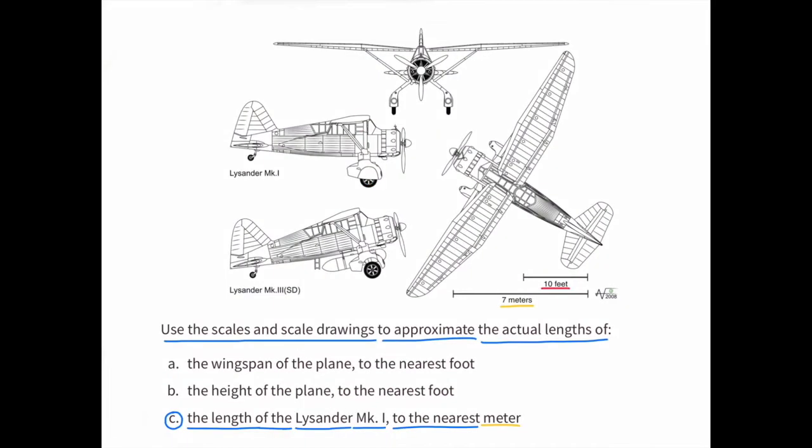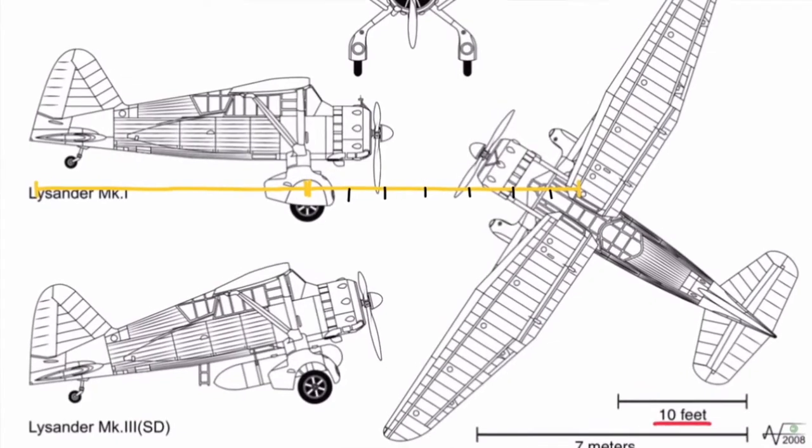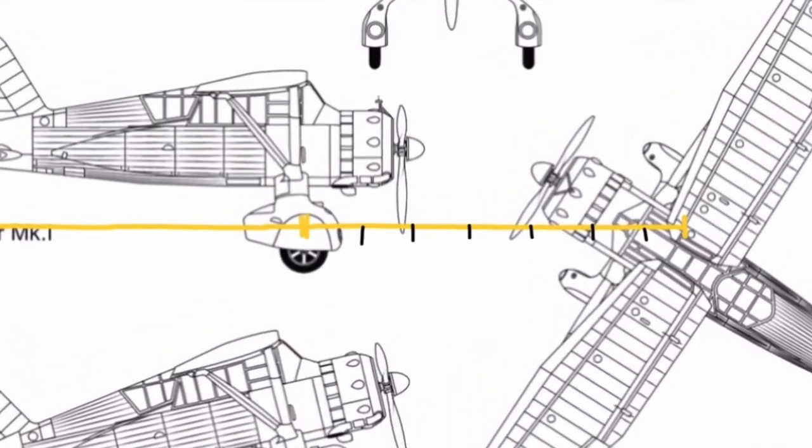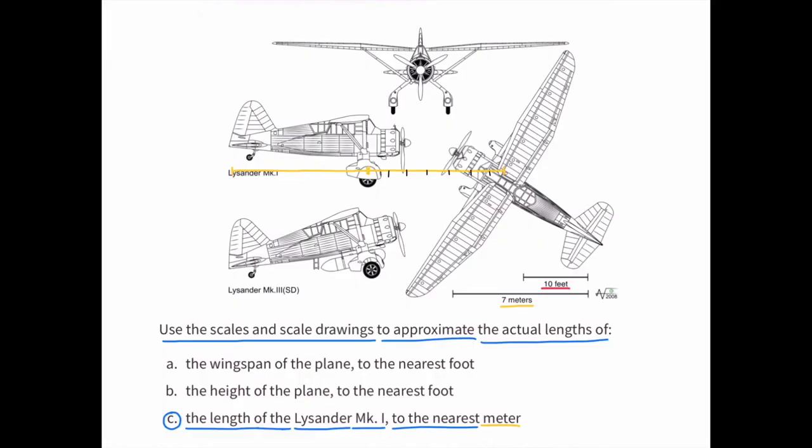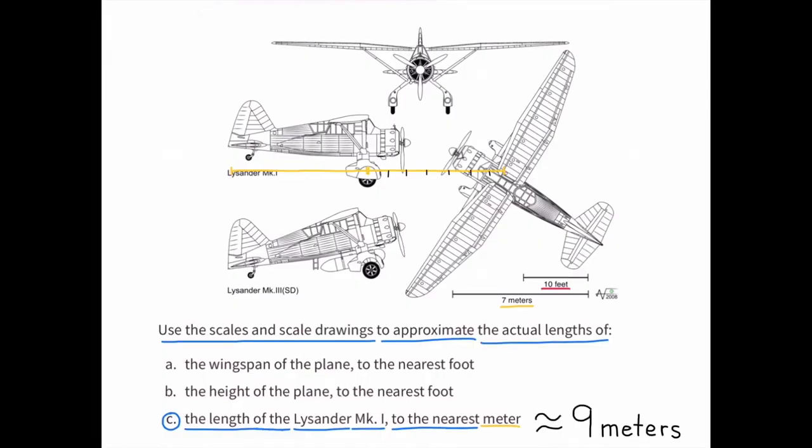C. Use the scales and the scale drawings to approximate the actual length of the Lysander to the nearest meter. When I line the scales up against the scale drawing of the Lysander, I could fit more than one 7-meter scale. I broke the second scale up into 7 1-meter sections, and it looks like the rest of the plane takes up approximately 2 more meters. 7 meters plus 2 meters equals 9 meters, so the length of the Lysander is approximately 9 meters.